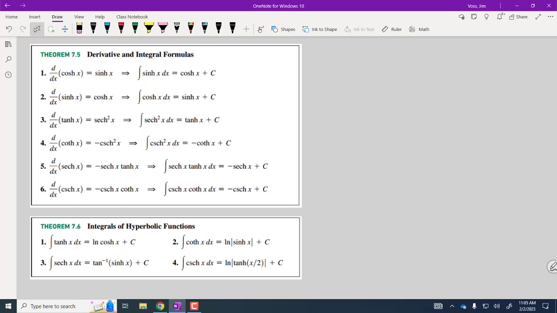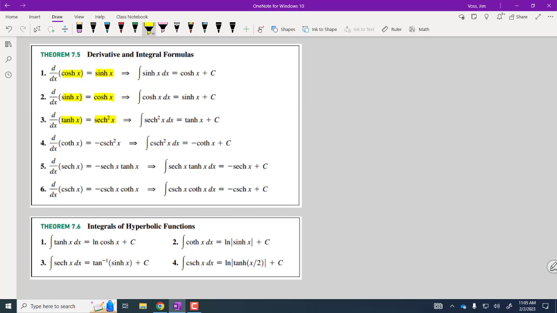So we need a different sort of memory trick here. What's cool is that the derivative of cosh is sinh and the derivative of sinh is cosh. No minus to remember. And then when we get to tanh, the derivative is sech squared, which looks a lot like the derivative of tangent. The derivative of tangent is secant squared.